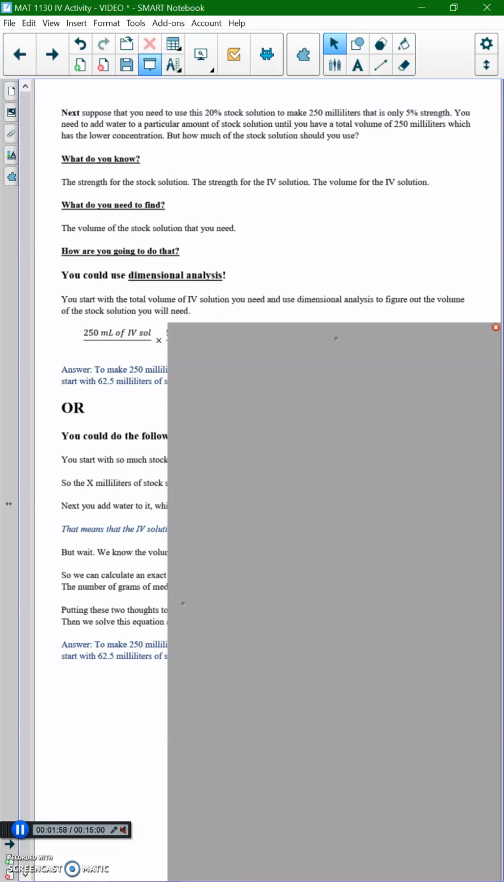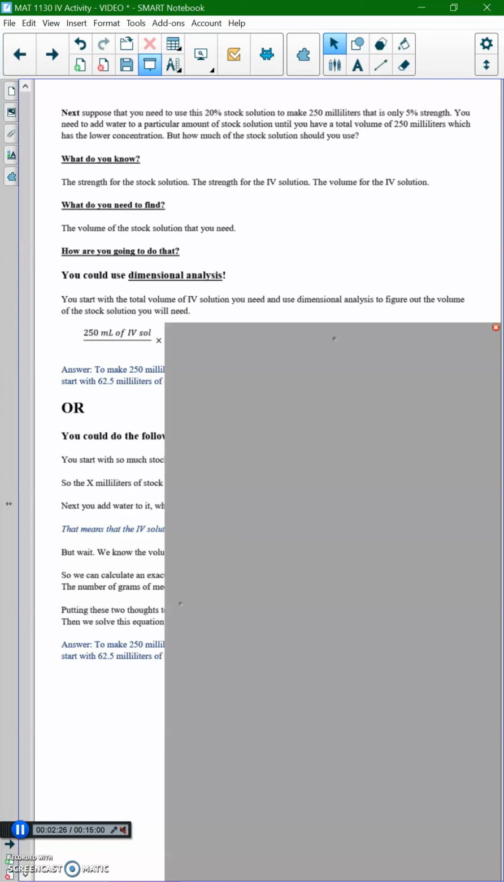Well, we know from working with dimensional analysis that our goal is to get our units to cancel out here, because we aren't wanting to know how many milliliters of IV solution we need. We already know that. We are trying to get an answer of how many milliliters of stock solution we need to make this IV bag. So our goal is to get the milliliters of IV solution units to cancel out.